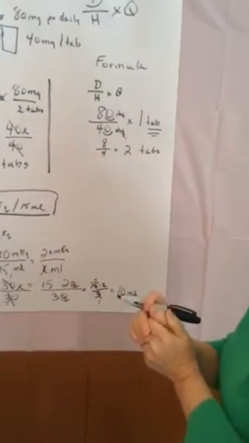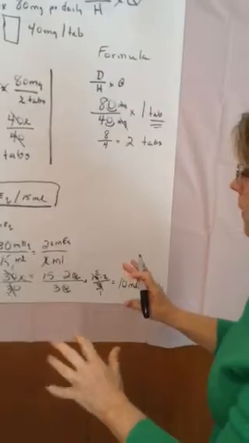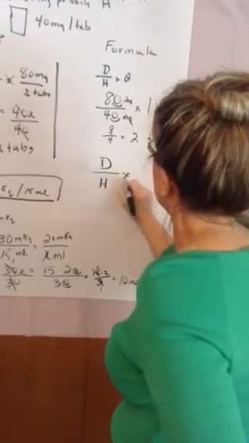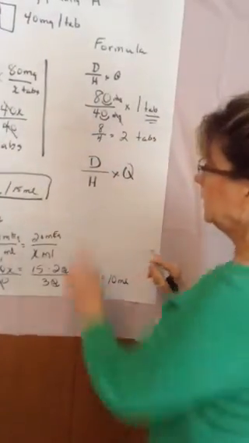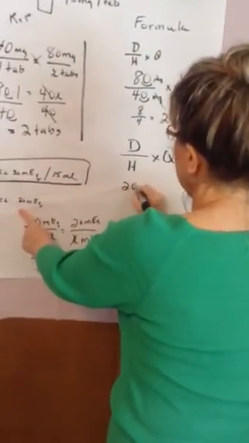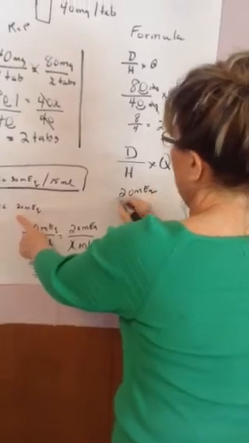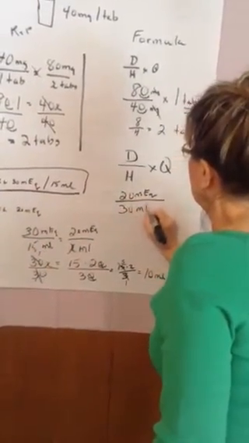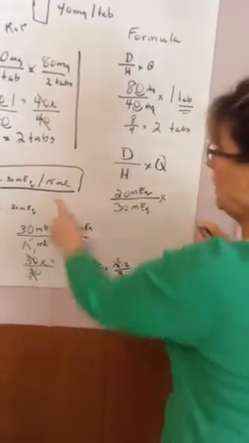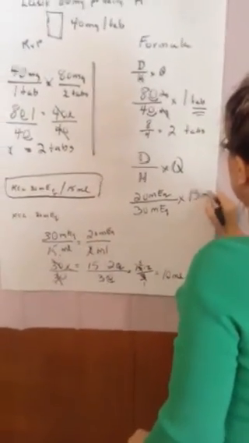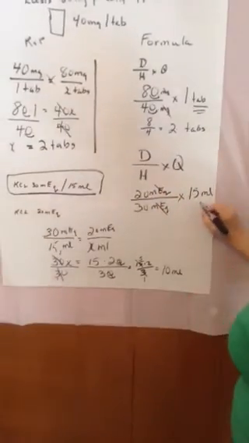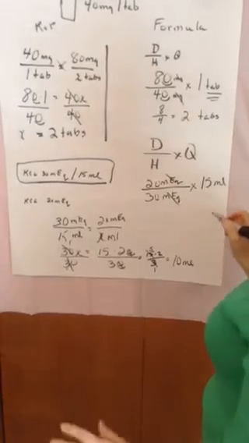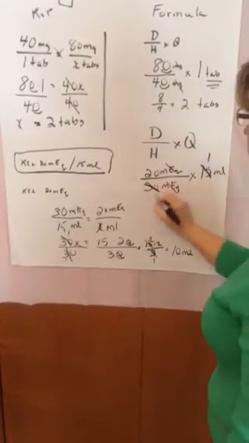it's just my personal preference to do ratio and proportion, but there's nothing wrong with the formula. So if we were doing the formula, let's do D over H times Q. Okay, desired. He has ordered 20 milliequivalents over what's on hand, which is 30 milliequivalents, times our quantity, which is 15 mils. We know we've set it up right because our answer is going to be in mils. Those are crossed out. Well, I hope you know this, but 15 goes into 30 twice.